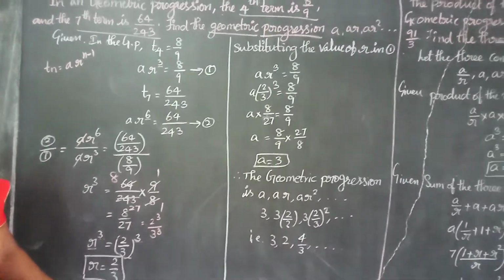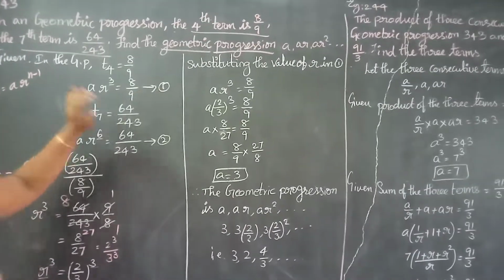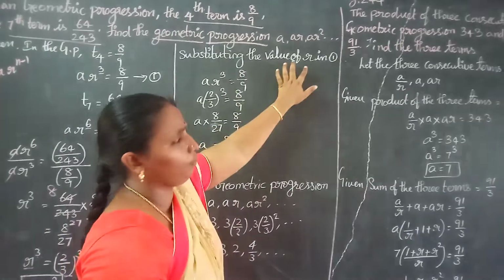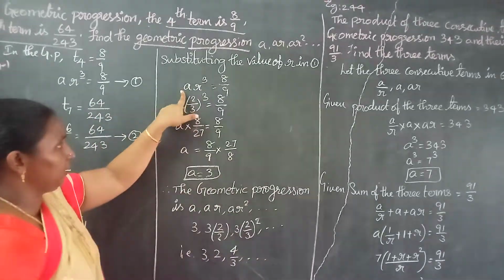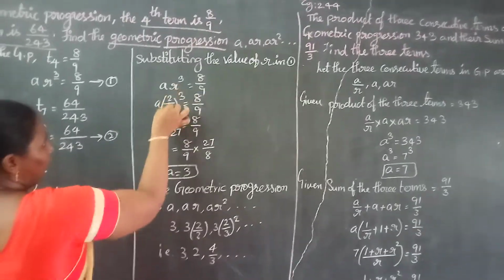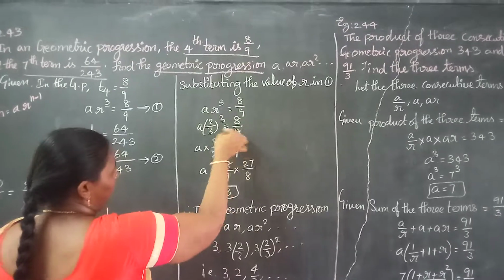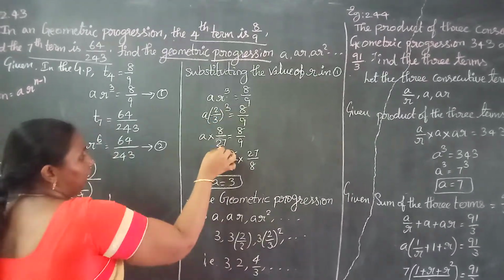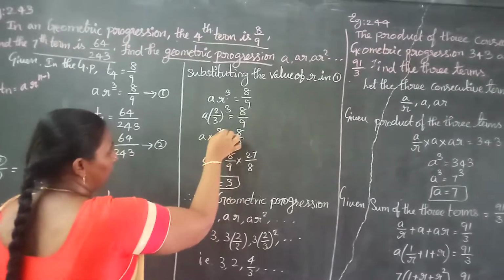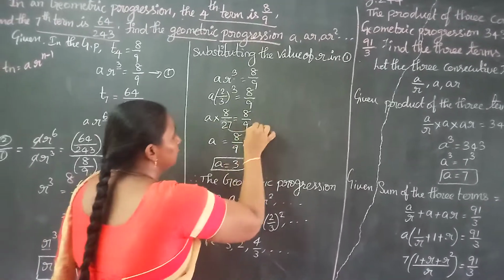Now we are going to find the A value. So I am going to substitute that R in equation number 1. So substituting the value of R in 1. What is the first equation? AR cube equal to 8 by 9. R is 2 by 3. So R cube, that is 2 by 3 whole cube, equal to 8 by 9. 2 cube is 8, 3 cube is 27. So you get A into 8 by 27 equal to 8 by 9.